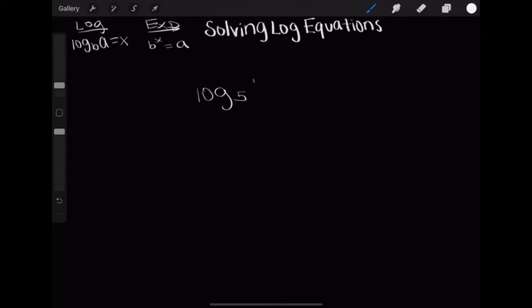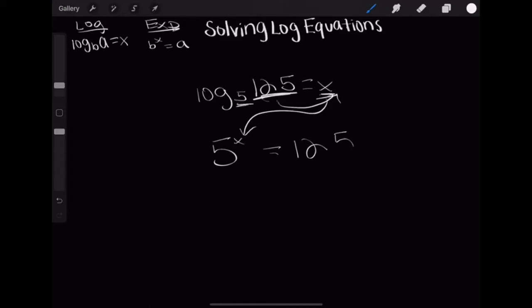As you can see, this is in logarithmic form, and to solve this, you have to convert it to exponential form. So this 5 will come right here, this x will become this exponent, and the argument will swing over to the other side of the equal sign. And this is your equation, an exponential equation.